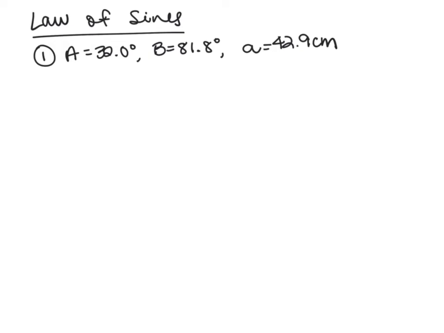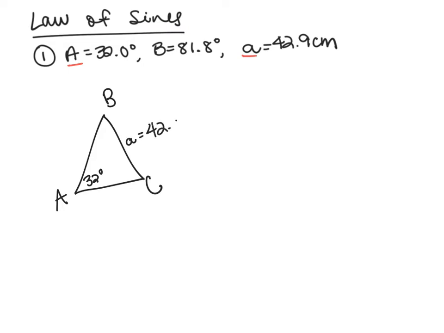Okay, for a lot of these problems, you won't have your triangle drawn for you. So when you're given these A's, B's, and C's, keep in mind capital letters always mean angles, lowercase letters are sides, and when you have corresponding letters, those are opposite each other. So if we draw this triangle, we have A, B, and C. We know A is 32 degrees, and then this side a is going to be the side opposite angle A. So that's where we have our 42.9, and angle B is 81.8 degrees.